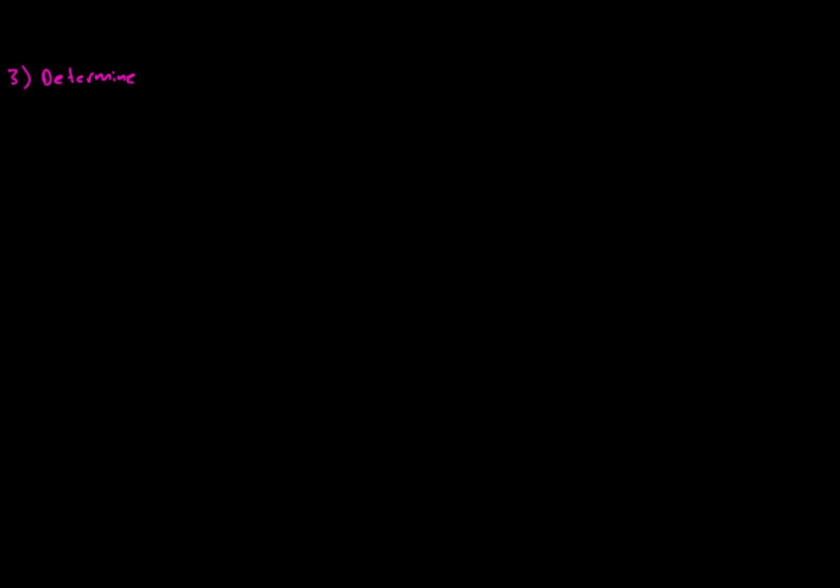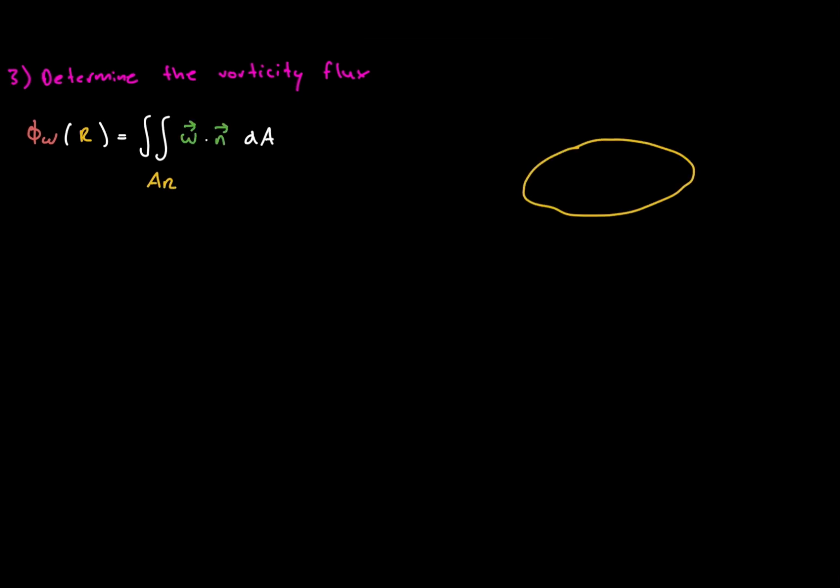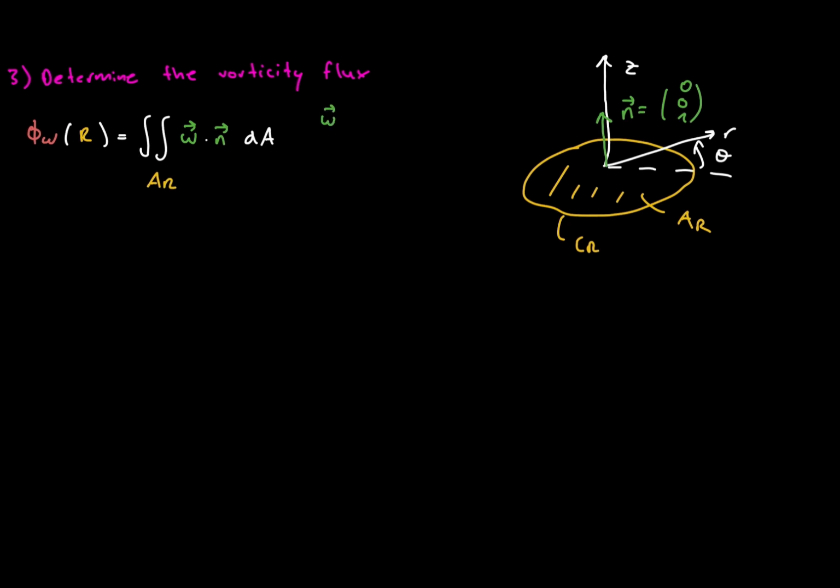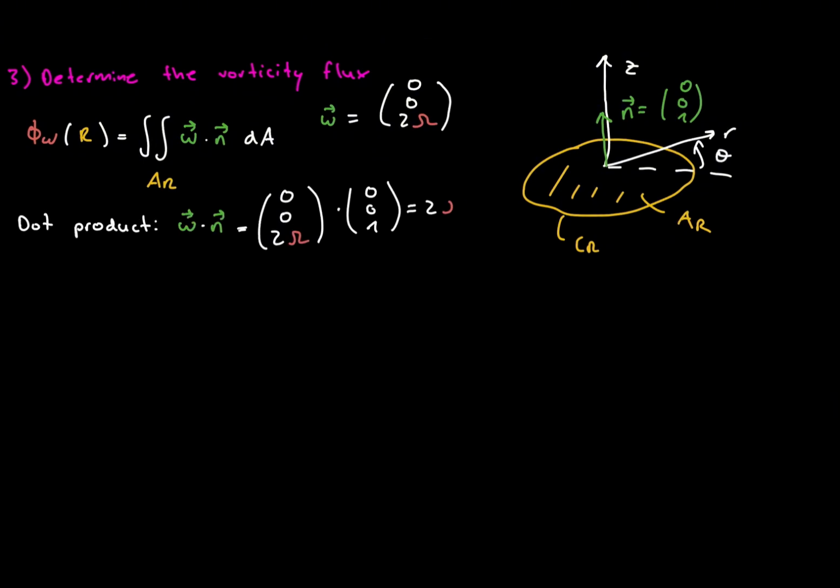Next, we compute the vorticity flux through the disk enclosed by the same circle. The vorticity flux is the surface integral of vorticity dotted with the unit normal vector. The disk lies in the xy plane, so the normal vector points in the positive z direction. The vorticity vector also points in the z direction and has magnitude 2 omega. Therefore, the dot product is simply 2 omega.